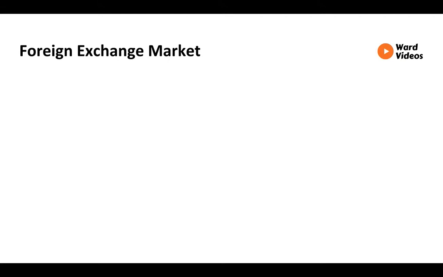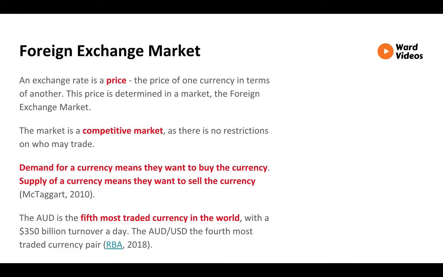The foreign exchange market. An exchange rate is a price, the price of one currency in terms of another. The price is determined in a market, the foreign exchange market. The market is a competitive market as there are no restrictions on who may trade. Demand for a currency means they want to buy the currency. Supply of a currency means they want to sell the currency.